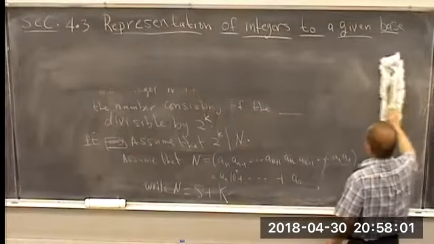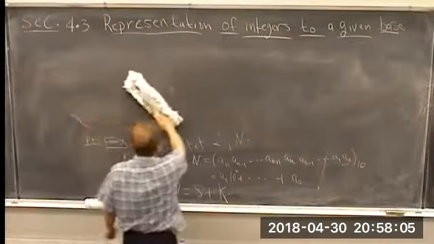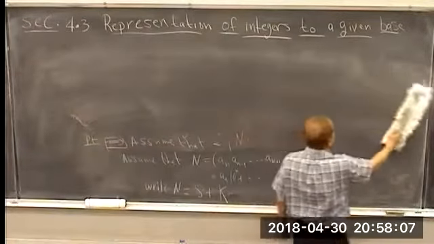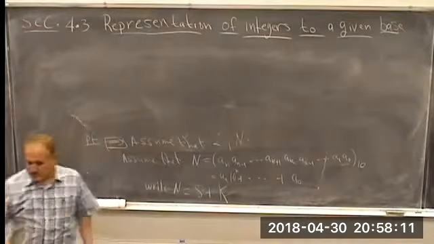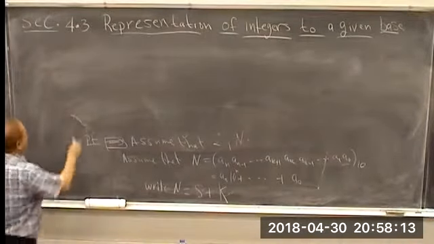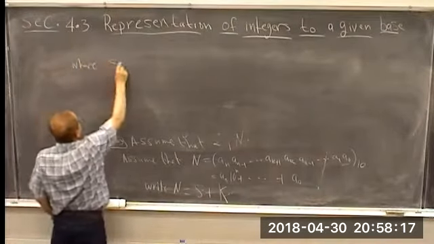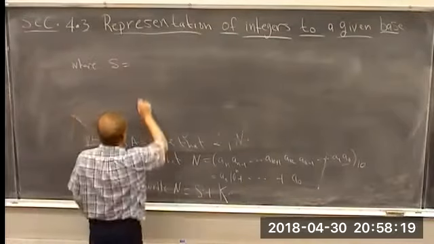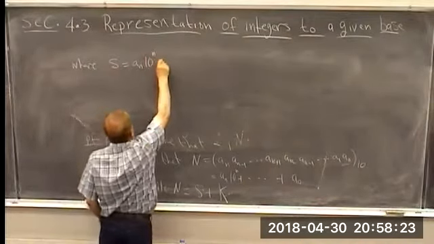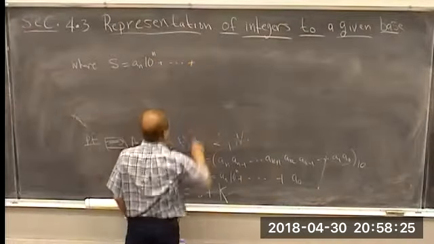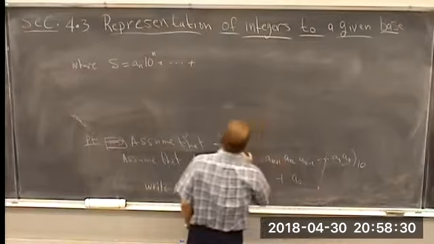Actually, we could use congruences, even divisibility, to derive these divisibility tests. All right, so we're going to write S as a sub n times 10 to the n, plus up to, actually just up to, k plus 1.